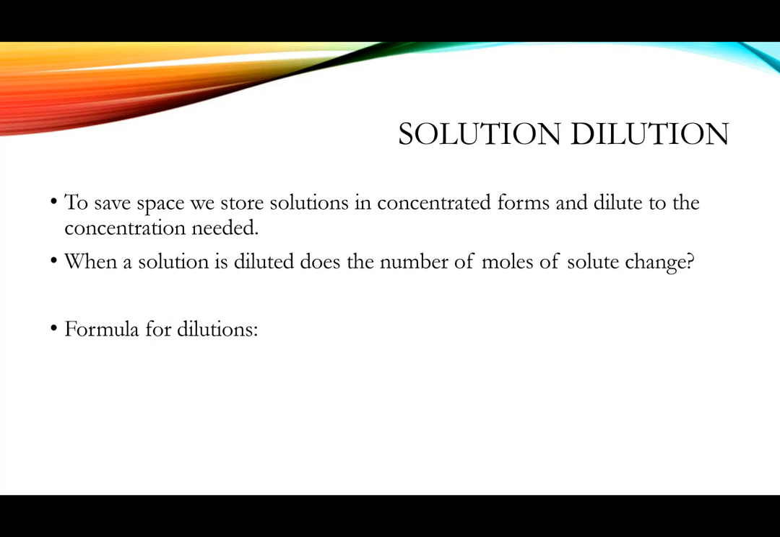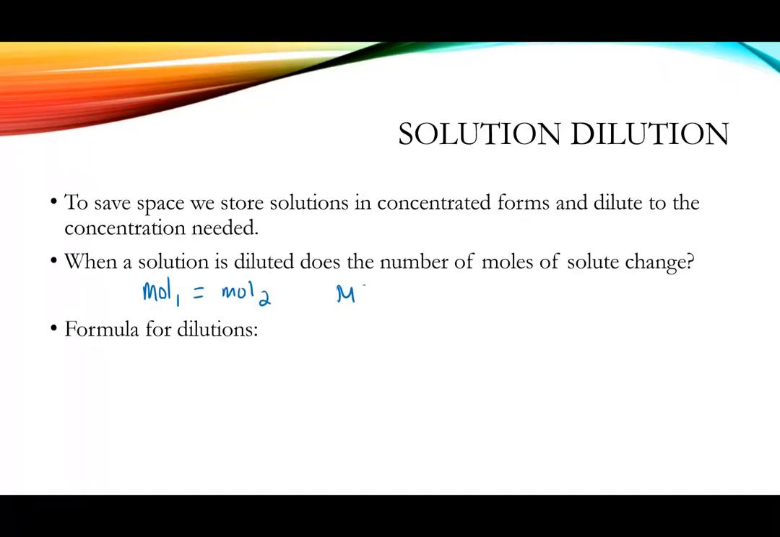To save space in the chemical storage room, we store stock solutions, which are highly concentrated solutions that we then dilute to whatever concentration we need for a particular lab. So when a solution is diluted, when I'm just adding water to a solution, the moles of solute does not change. So the moles of solute at the beginning, before I dilute it, we'll call that mole 1, is equal to the moles of solute after I dilute it. We'll call that mole 2.